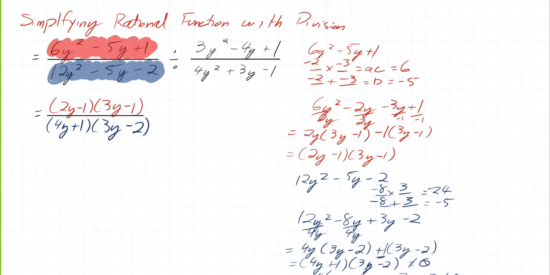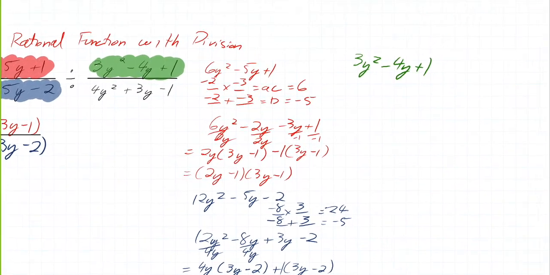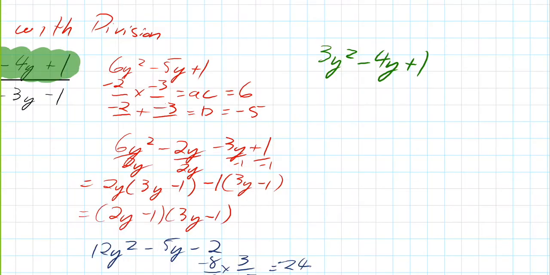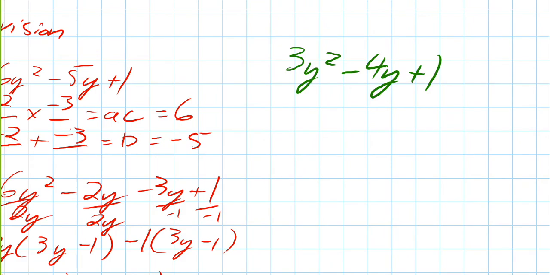And I still got 2 more to do. There's quite a bit to this question. We'll do this one in green. This one is 3y squared minus 4y plus 1. So we'll jump over here, zoom in. Same concept. I'll try to go through the factoring a bit quicker. Zoom out a bit.